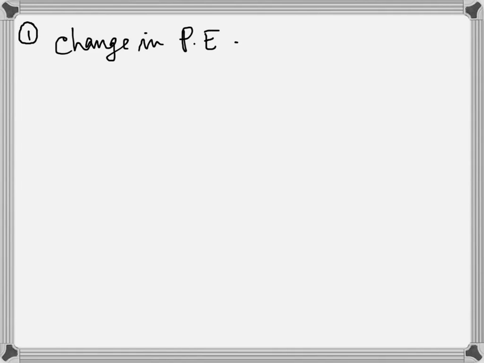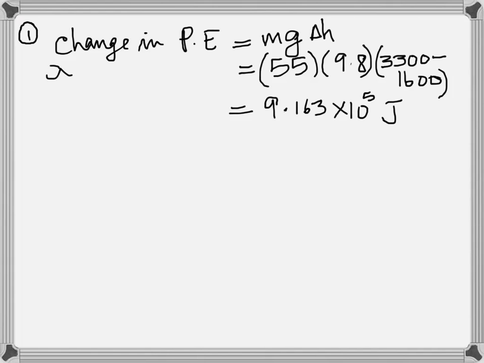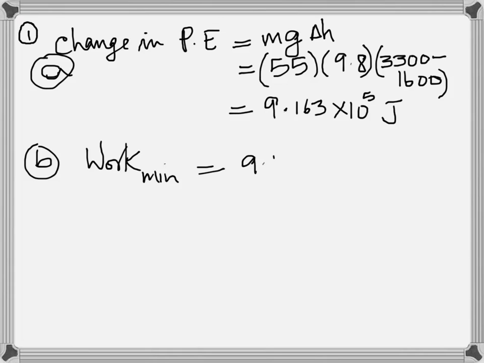Yeah, these are the problems on work, energy, and power. The first one, you've got to find the change in potential energy, which is mg times the change in height. That'll give you the change in potential energy. And of course, the minimum work required would be equal to the change in potential energy. So whenever you're lifting something, the change in potential energy is equal to the minimum work.